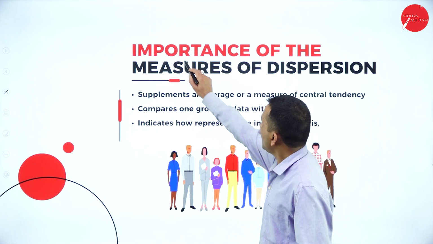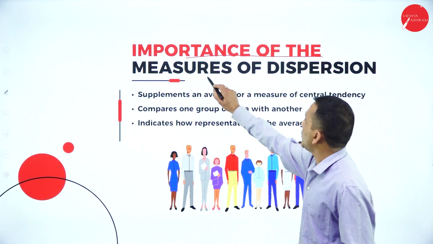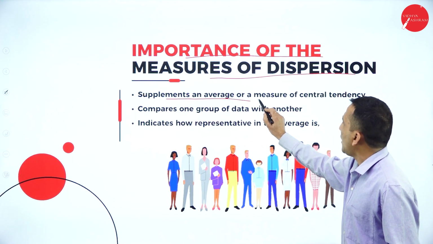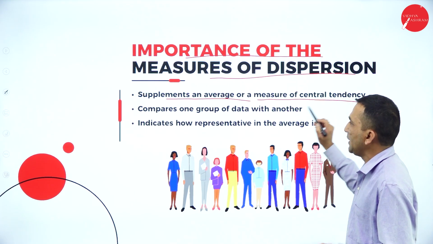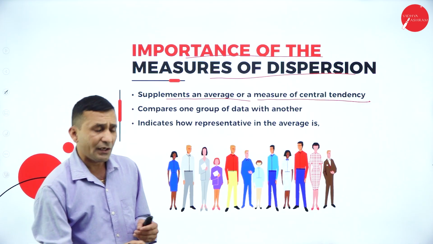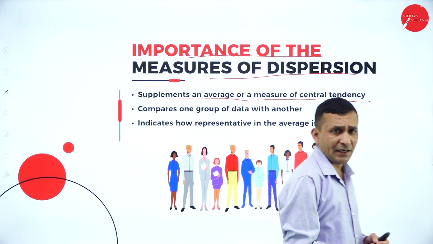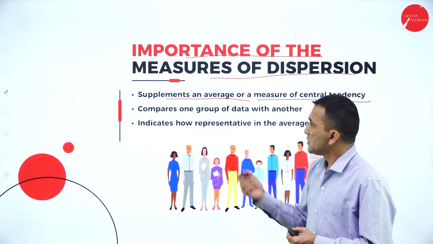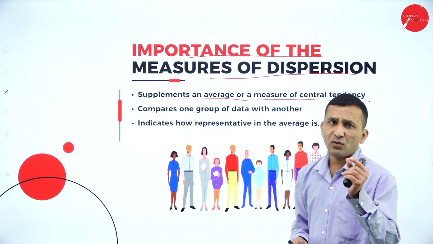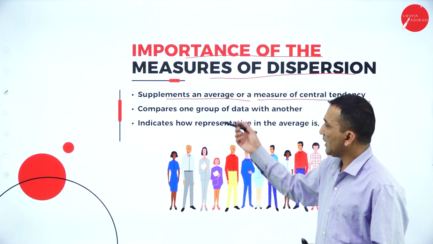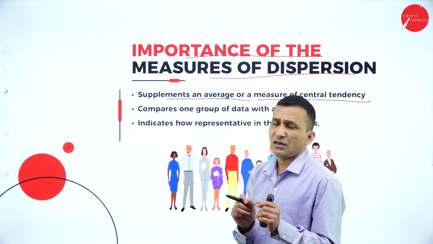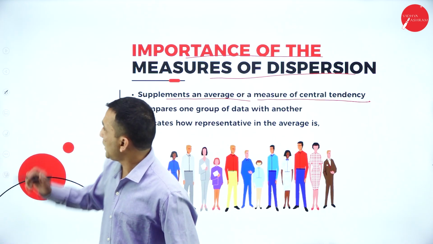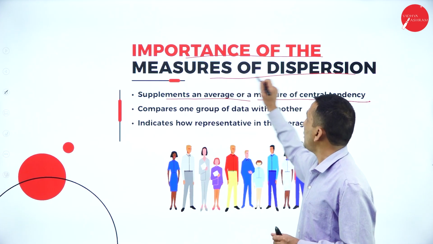Moving forward, the importance of the measure of dispersion. The first one, it supplements the average or measure of central tendency. In central tendency, the mean, median, mode, what we are doing, we are able to identify only one center value. But here, the difference of each set of numbers, how many numbers are given, we are not able to get. So that's what we are trying to do with the measure of dispersion.